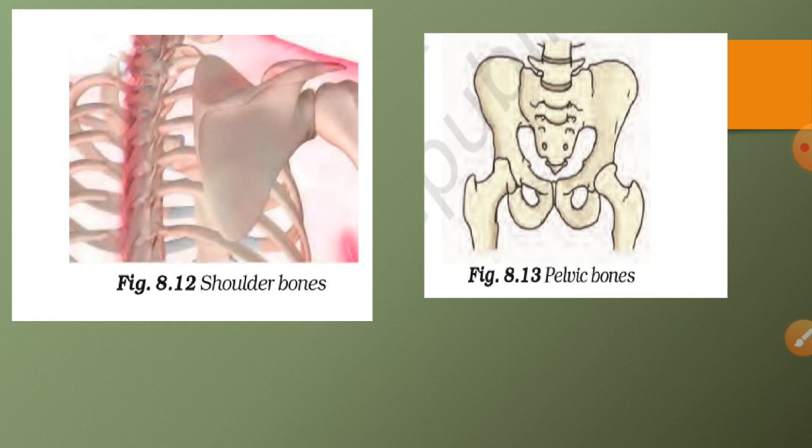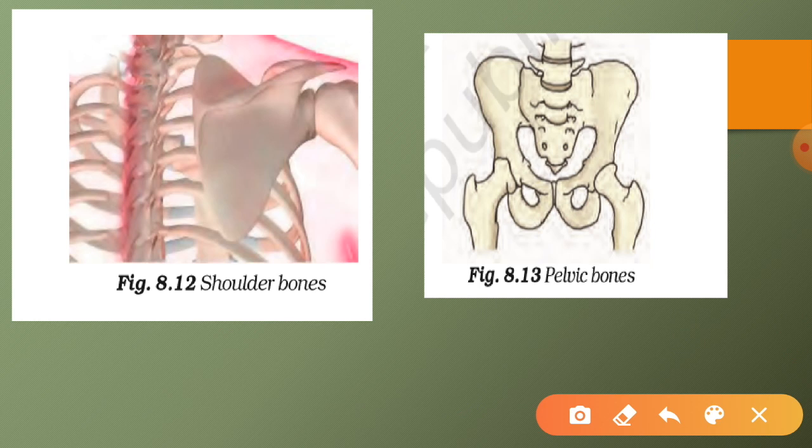Here students, you can see the shoulder bone that connects our shoulder to the chest cavity. This is the pelvic bone. The pelvic bone is the bone on which you sit. It encloses the portion of your body below the stomach.